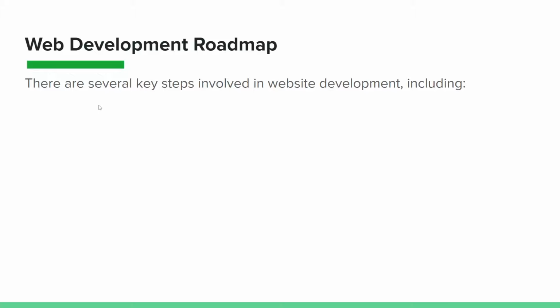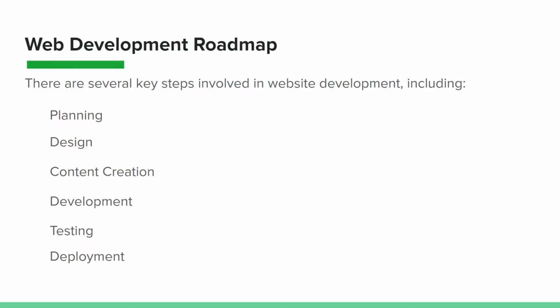So with the web development roadmap, there are several key steps involved in website development, including planning, design, content creation, development, testing, and deployment. So starting off with the first phase, this is called the planning phase.